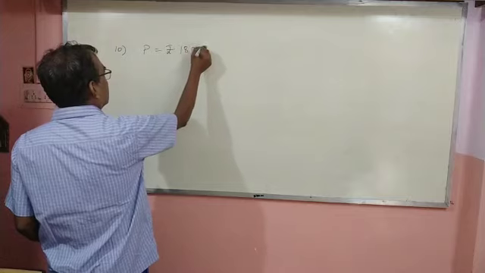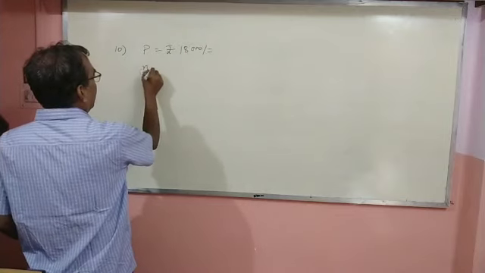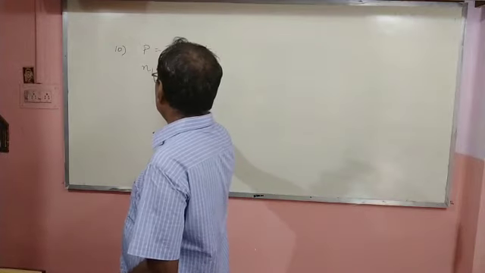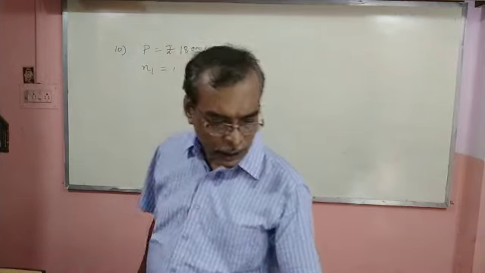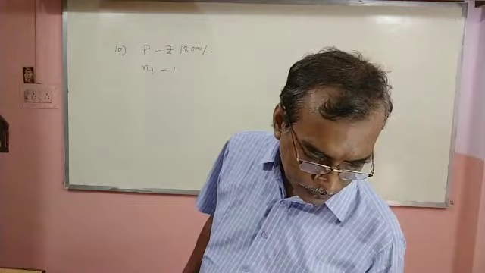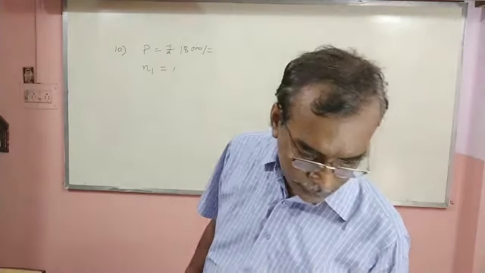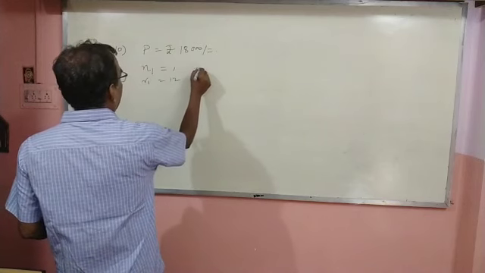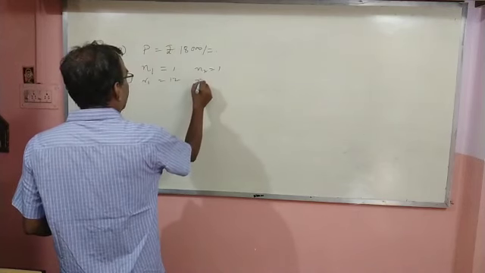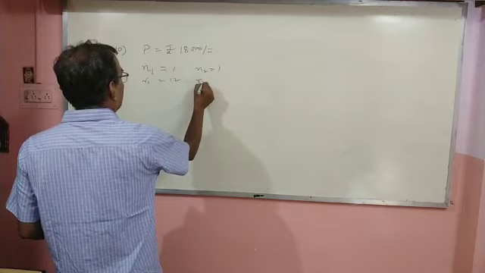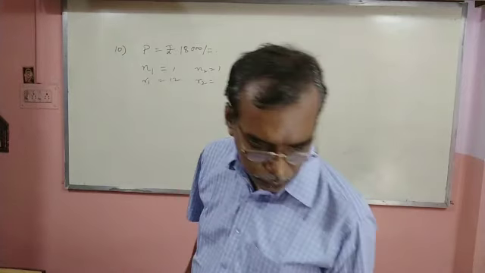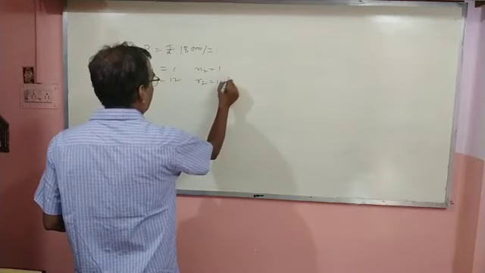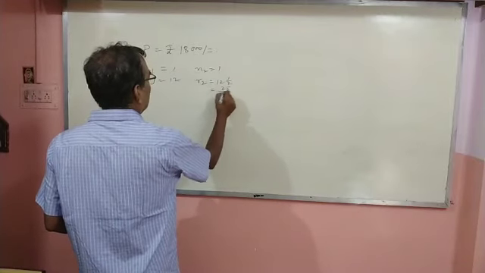Rupees 18,000. And for the first year, N1 is 1, and the rate of interest R1 is 12%. And N2 again is 1, and in that case, R2 will be equal to 12.5%, that is 25 by 2%.